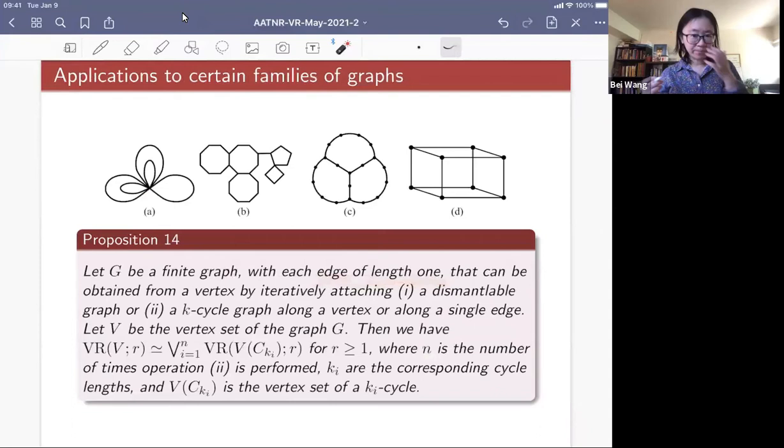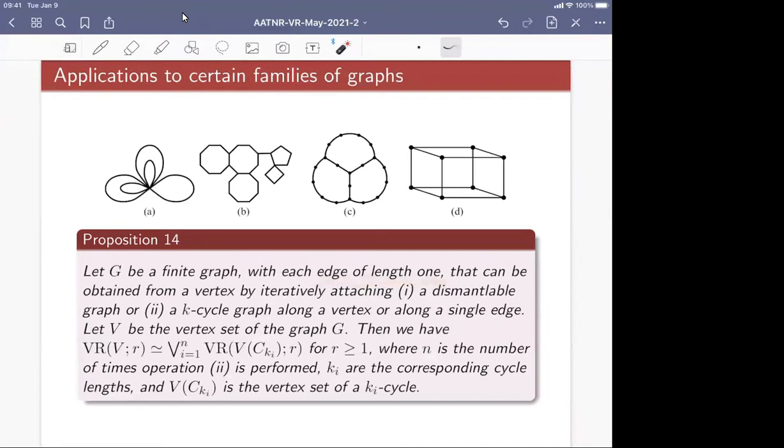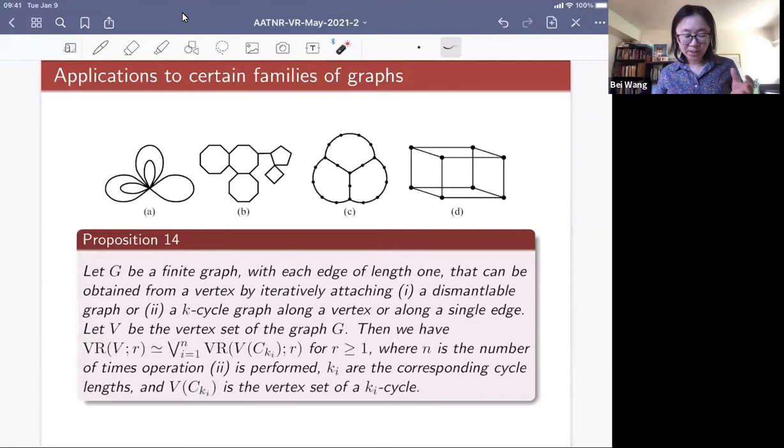So if I'm going to form a finite graph, we can start attaching different pieces together. Say a finite graph is constructed by attaching, where every edge is length one, dismantlable graphs or k-cycle graphs along a vertex or along a single edge. Then you can talk about the Vietoris-Rips complex of the glued result. In this case, n is the copy number of k-cycles you are going to glue together.